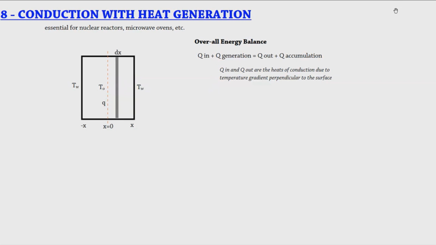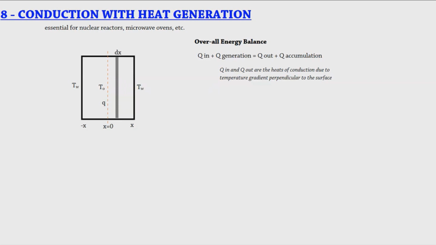So welcome. In today's video, we'll be discussing the last of conduction, which is conduction with heat generation. Now, to be able to solve problems involving heat generation, what we have to remember is the basic overall energy balance for our heat. For this instance, it is given by: the heat that comes in and the heat that is generated are equal to the heat that comes out and the heat that is accumulated.